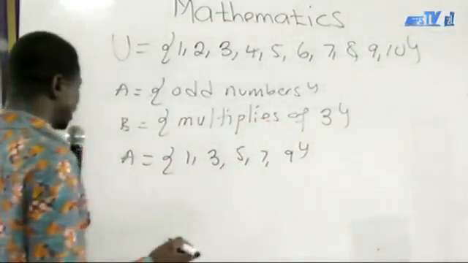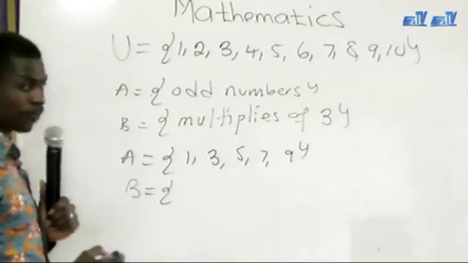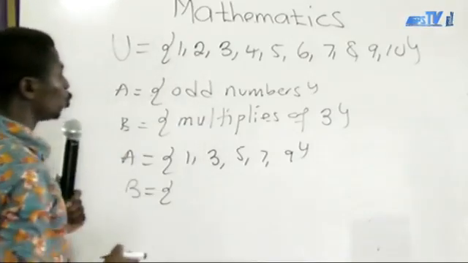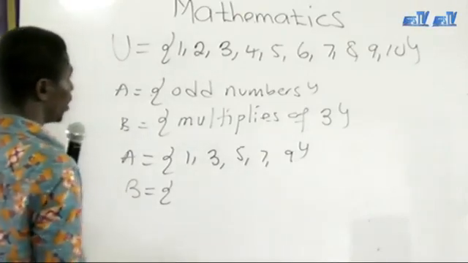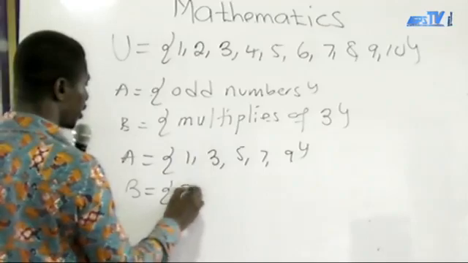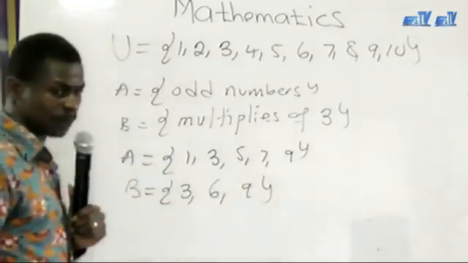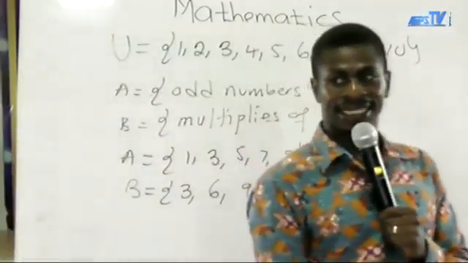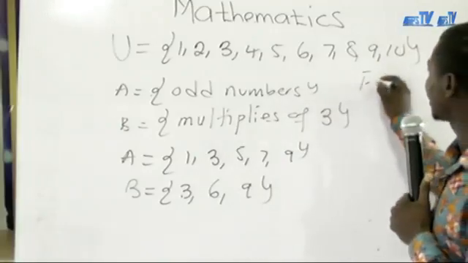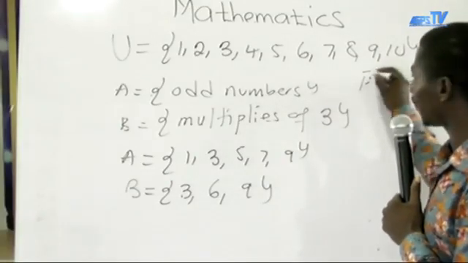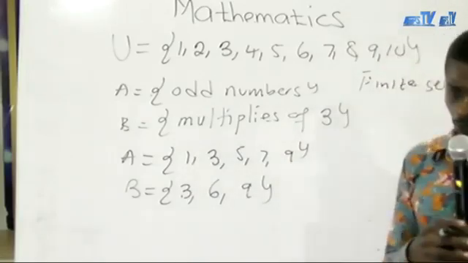Then, for that, we come to set B. And if we want to write our multiples of 3, we are coming into the universal set again to write our multiples of 3. And so we are going to have our 3, our 6, and our 9 as the multiples of 3. In that case, it makes set A and set B finite sets, because their last members can be found.